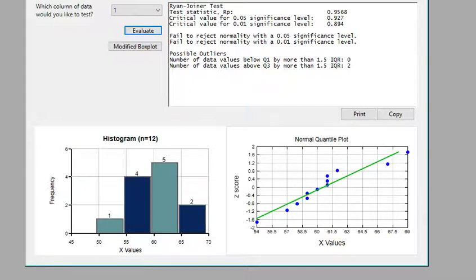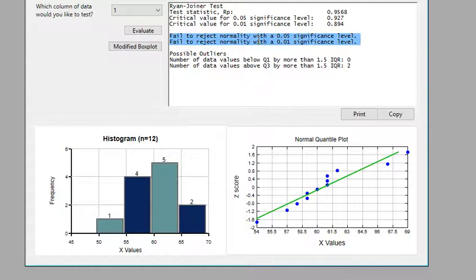Well, it actually doesn't look too bad as far as the histogram or the normal quantile plot. And the bottom line here is that we fail to reject the normality assumption at the 5% and the 1% significance level. So, okay, it looks reasonable that we can proceed with our chi-square test.